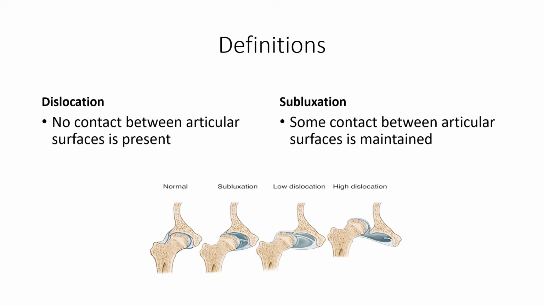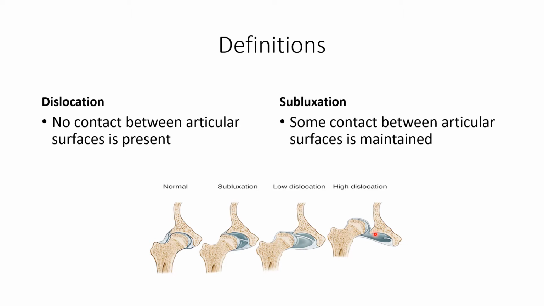Primarily, there can be a dislocation or a subluxation. So what's the difference between a dislocation and subluxation? In a dislocation, there is no contact between the articular surfaces of the joint. A joint is dislocated when its intra-articular surfaces are completely displaced one from the other, so that all contact between them is lost. As you can see in the figure here, there is absolutely no contact between the surfaces.